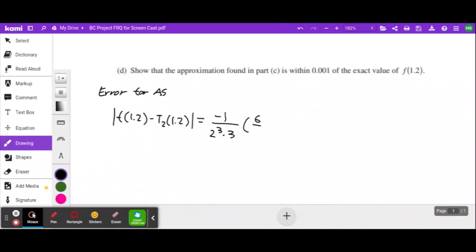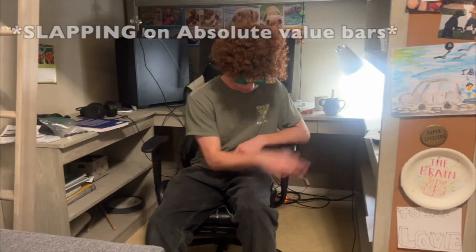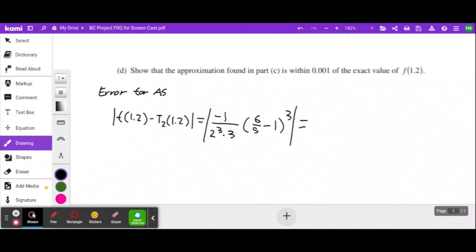I'll use 6/5 here again because we don't have a calculator. That's for the 1.2. Great. Slap some absolute value bars on there. And that simplifies down to 1 over 3,000, which is clearly less than or equal to 1 over 1,000. That's that 0.001. Great. We got our first point here.